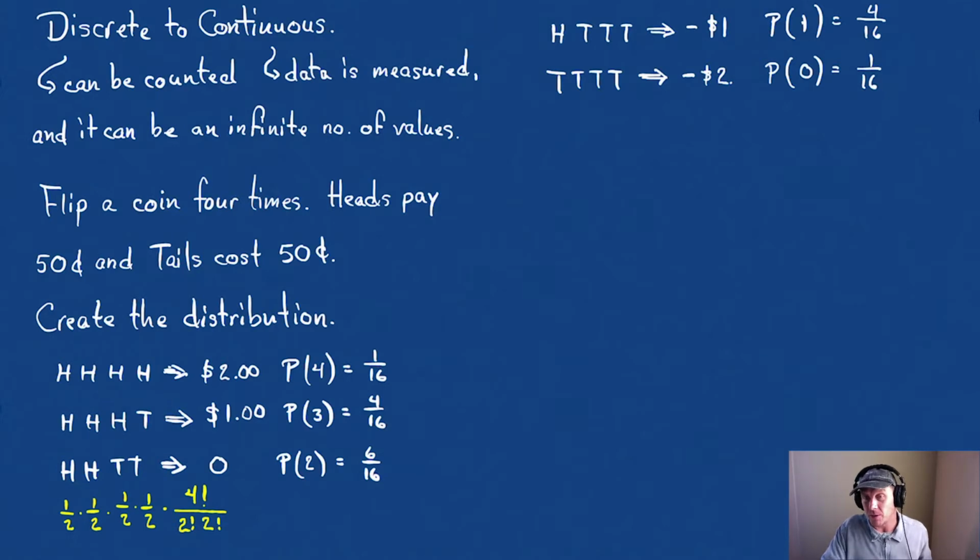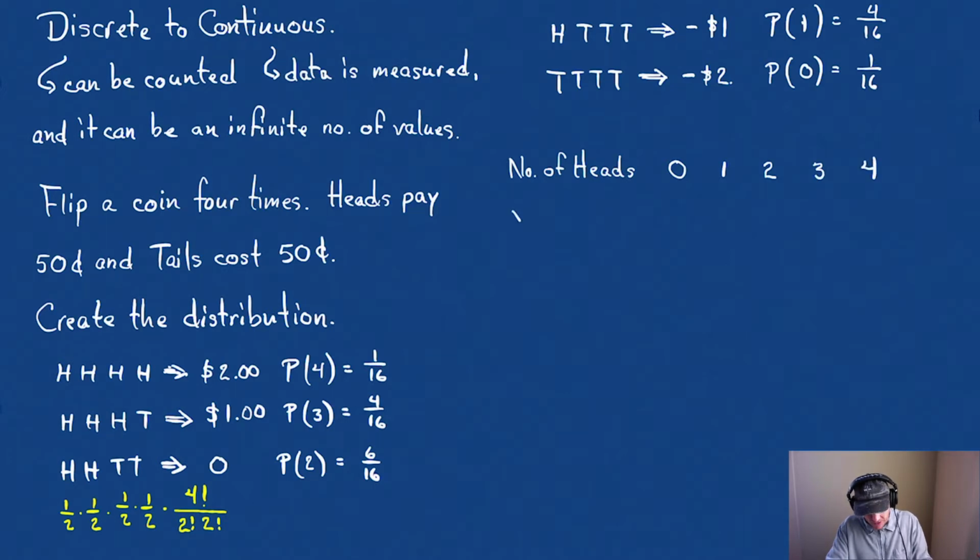Now, we could just put it into our formal table if we wanted. So let's just take a moment and do that. I've got my number of heads. I'll just write it this way. Number of heads. Well, let's see, we could go 0, 1, 2, 3, 4. X is our net. Really, this is an expected value problem, our net.